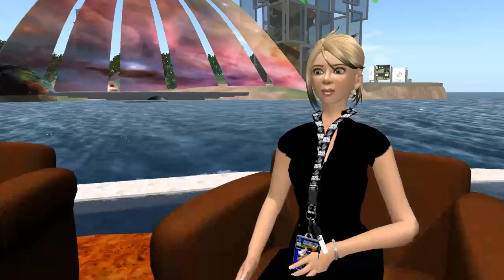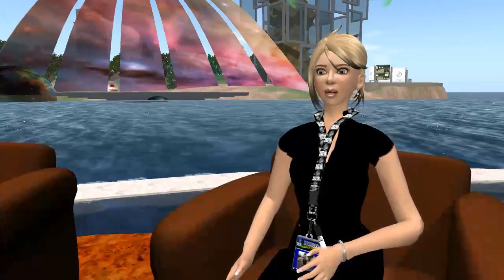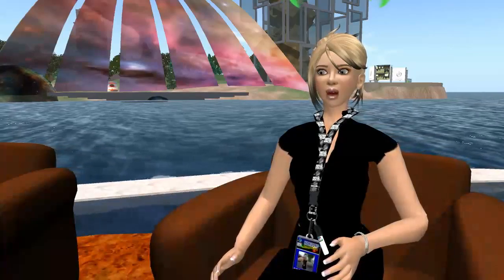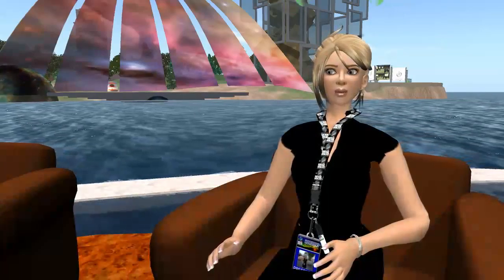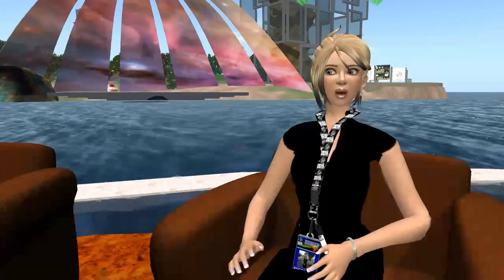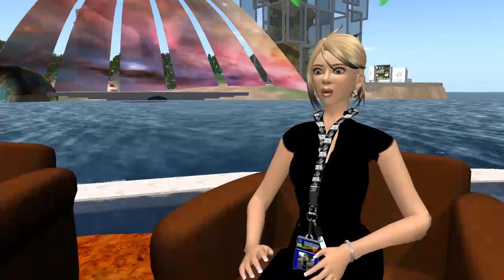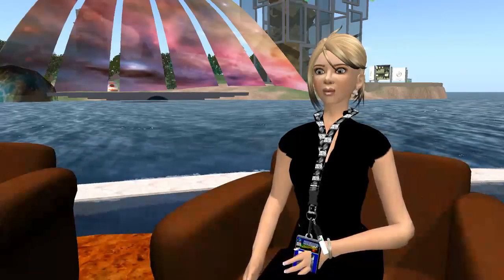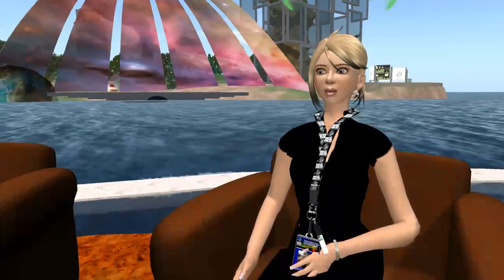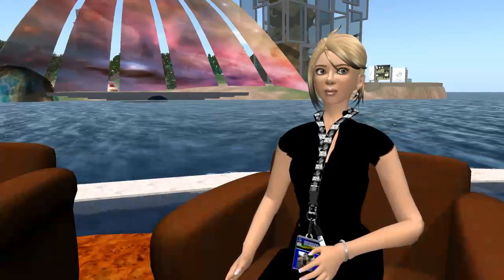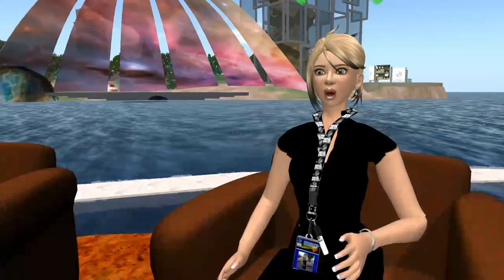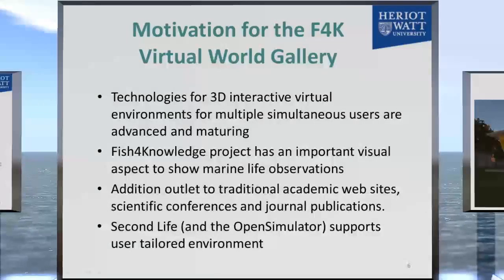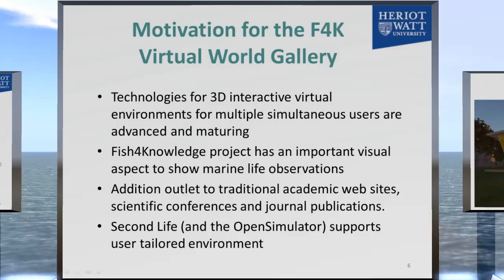The other one is that we have a very important visual aspect. We can attract people to do that. And this is quite a luxury compared with other computer science projects that can be conceptual, or mathematical and statistical based. It's very difficult to use that sort of way of attracting people. For our project, this is very natural, a very natural outlet. And we have had some success in attracting people. The third point, obviously, is an additional outlet. We already do this normally anyway using traditional academic outlets.